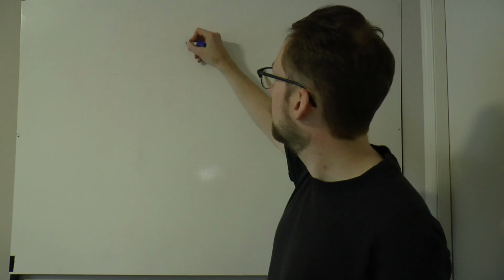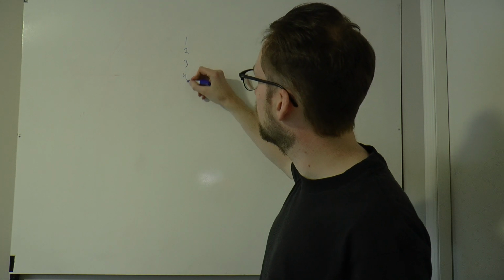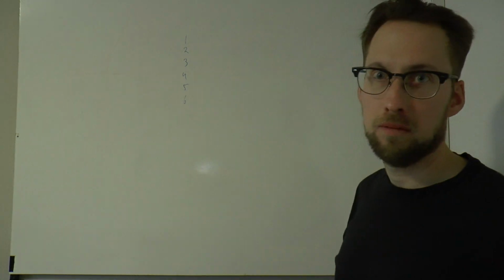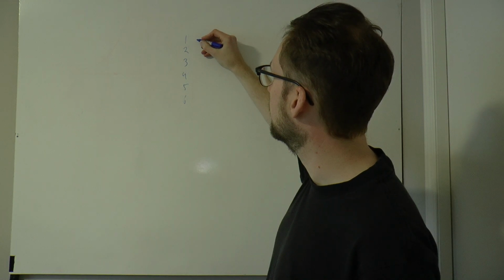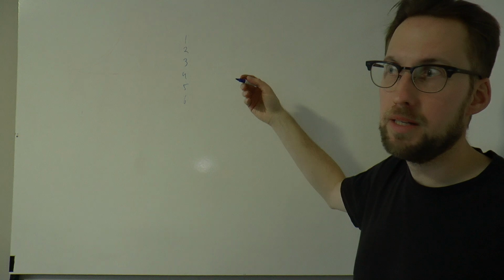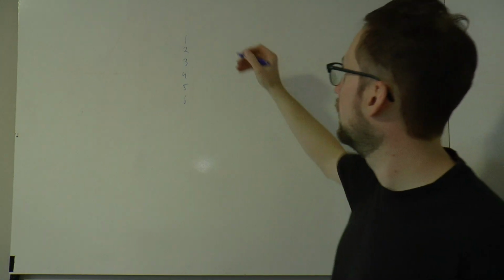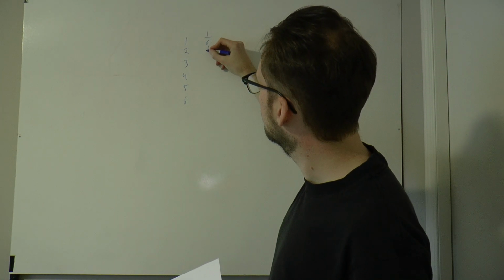What is the probability of rolling an odd number with a normal fair die? Well, a normal fair die has 6 sides. 1, 2, 3, 4, 5, 6. And it's fair, so that means that every side of the die has the same probability of coming face up. Well, that would be a 6th.